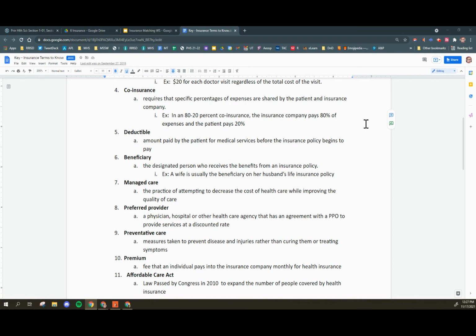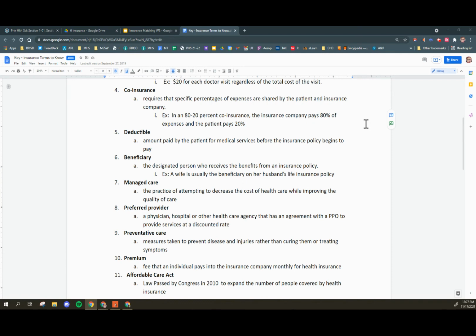Deductible. This is the amount paid by the patient for the medical services before the insurance policy begins to pay any benefits towards coverage at all. So until that patient has met their deductible, they have to pay all costs out of pocket 100%.